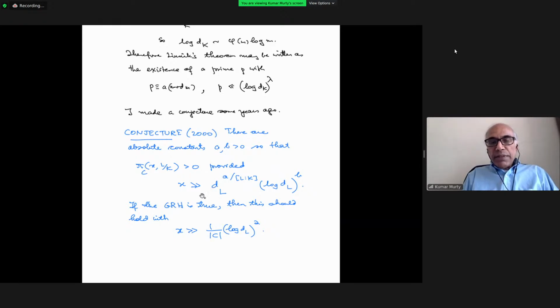And similarly, if the Riemann hypothesis were true, we got that we need to only go up to the square of the log of the discriminant. But I'm asking whether you actually can do better than that, namely 1 over the size of the conjugacy class times log discriminant. Again, in the abelian case, you won't see this because the size of the conjugacy class is 1. But in the non-abelian case, you will see this.